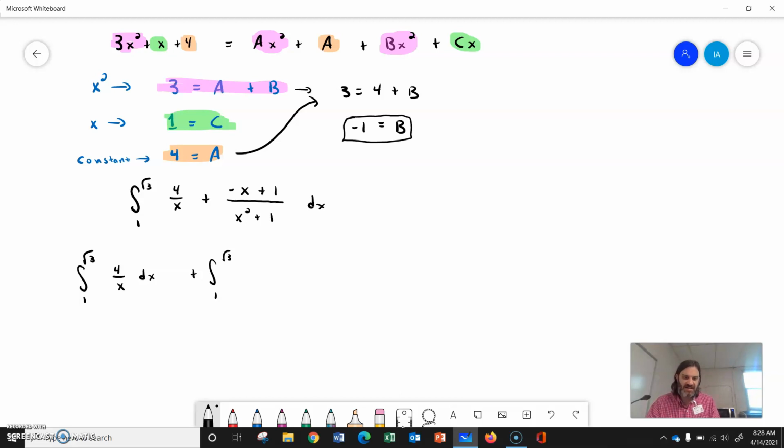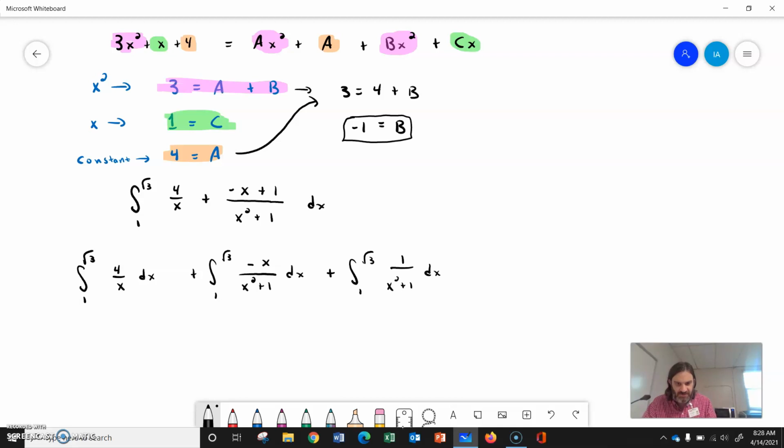But this negative x plus 1 is all over x squared plus 1. I'm going to break that into two completely separate fractions, okay? Because this x can be over the denominator and the 1 can be over the denominator. If you think about how you add fractions together, we could separate them this way as well. So I have one fraction where I'm integrating negative x over x squared plus 1, and then the last one will be the 1 over x squared plus 1.